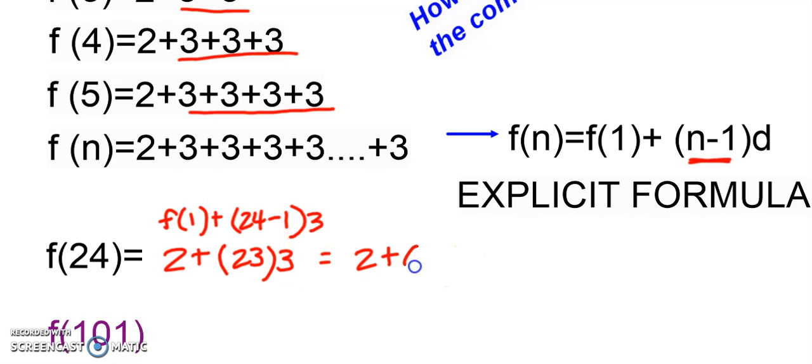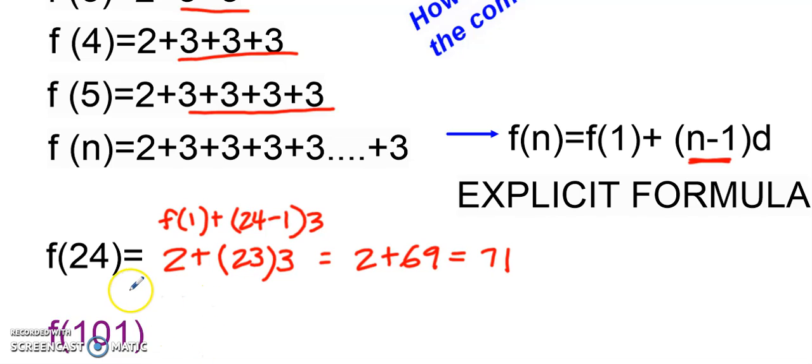2 plus 69 is going to get me 71. So I already know that the 24th term, if I did this over and over until I got to the 24th term, I would get this number, 71. And now I do not have to do this repetitive addition.